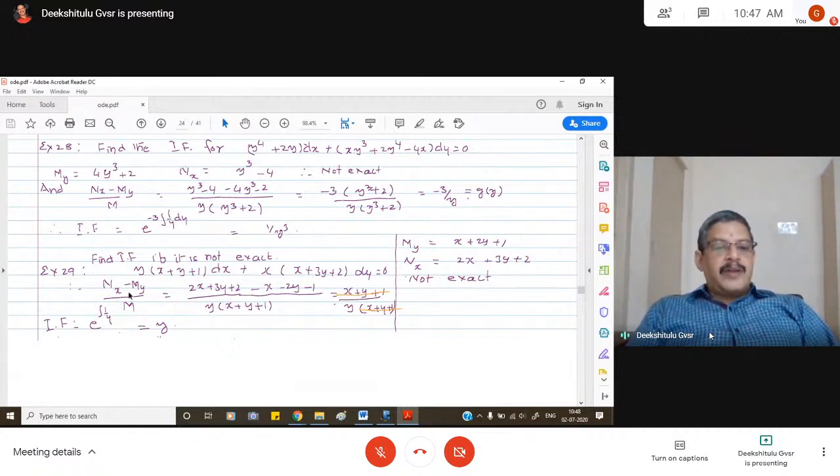So (N_x - M_y)/M: N_x is 2x + 3y + 2 and M_y is x + 2y + 1, so the minus of that, divided by M, which is y into (x + y + 1). If you simplify this, 2x - x, 3y - 2y, 2 - 1, that gives (x + y + 1) by y into (x + y + 1). So this is a function of y alone, 1 by y. So the integrating factor is e to the power integral g(y) dy, that is e to the power integral 1 by y dy. So it comes out to be e to the power log y, which is y.